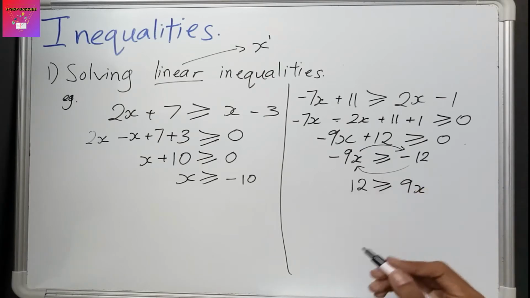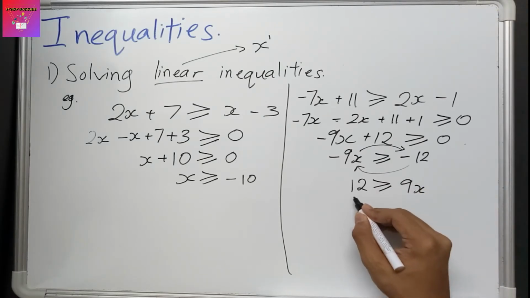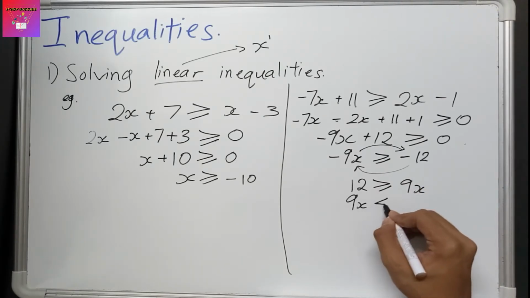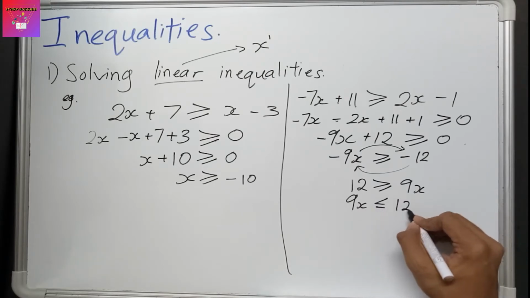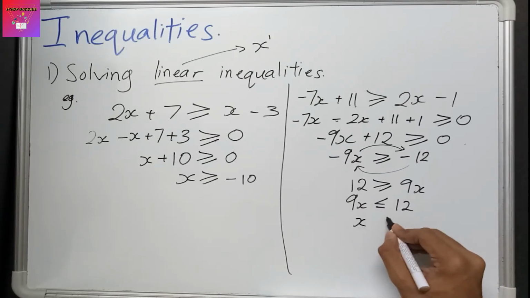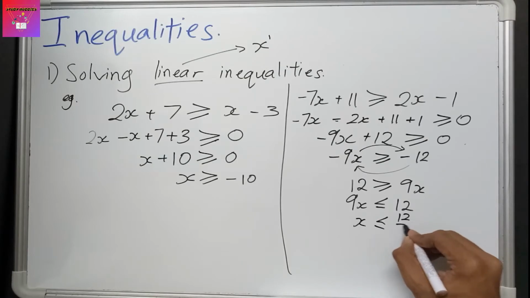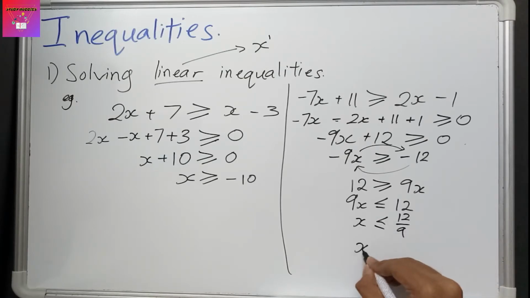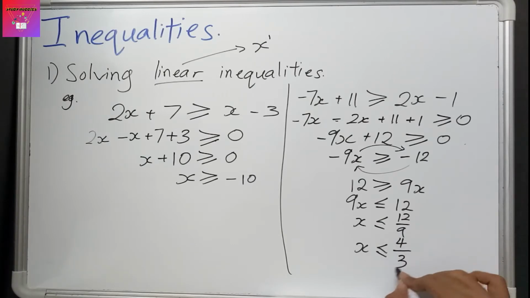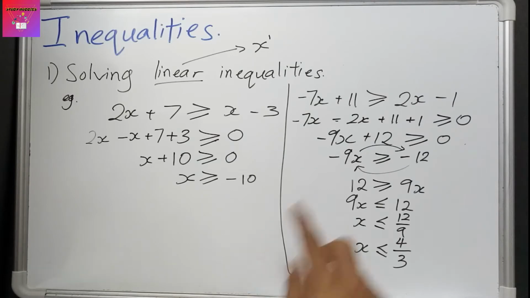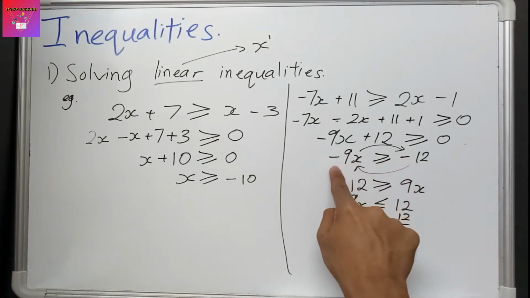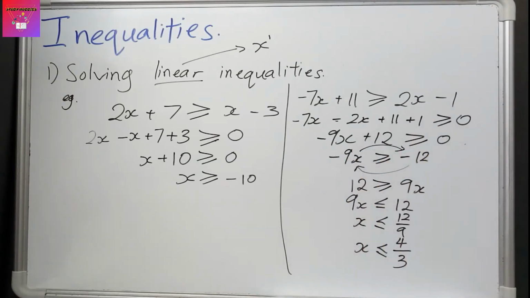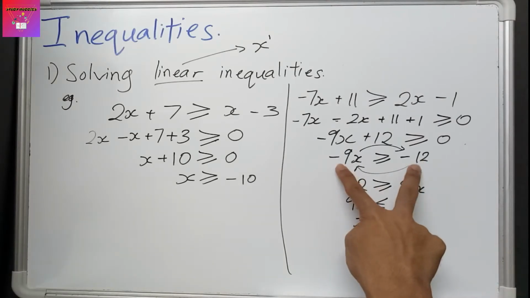We'll bring the x to the left hand side for convenience. So 9x is lesser than or equal to 12, and thus x is going to be lesser than or equal to 12 over 9, and therefore the answer is 12 divided by 9, which is 4 over 3. This is what we have to do when we want to change the negative symbol: we just bring it to the side which is going to be a positive. So that's what I did.